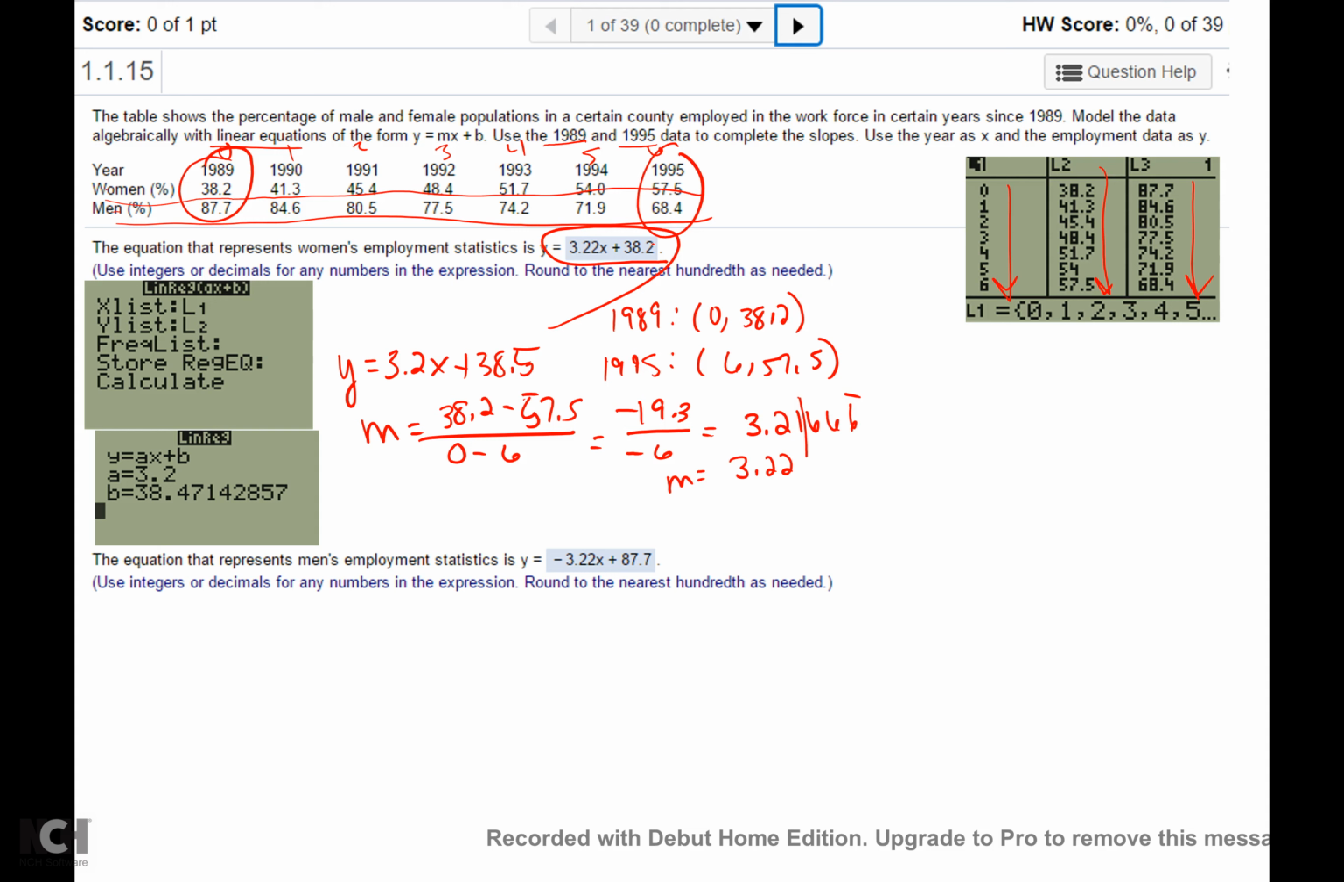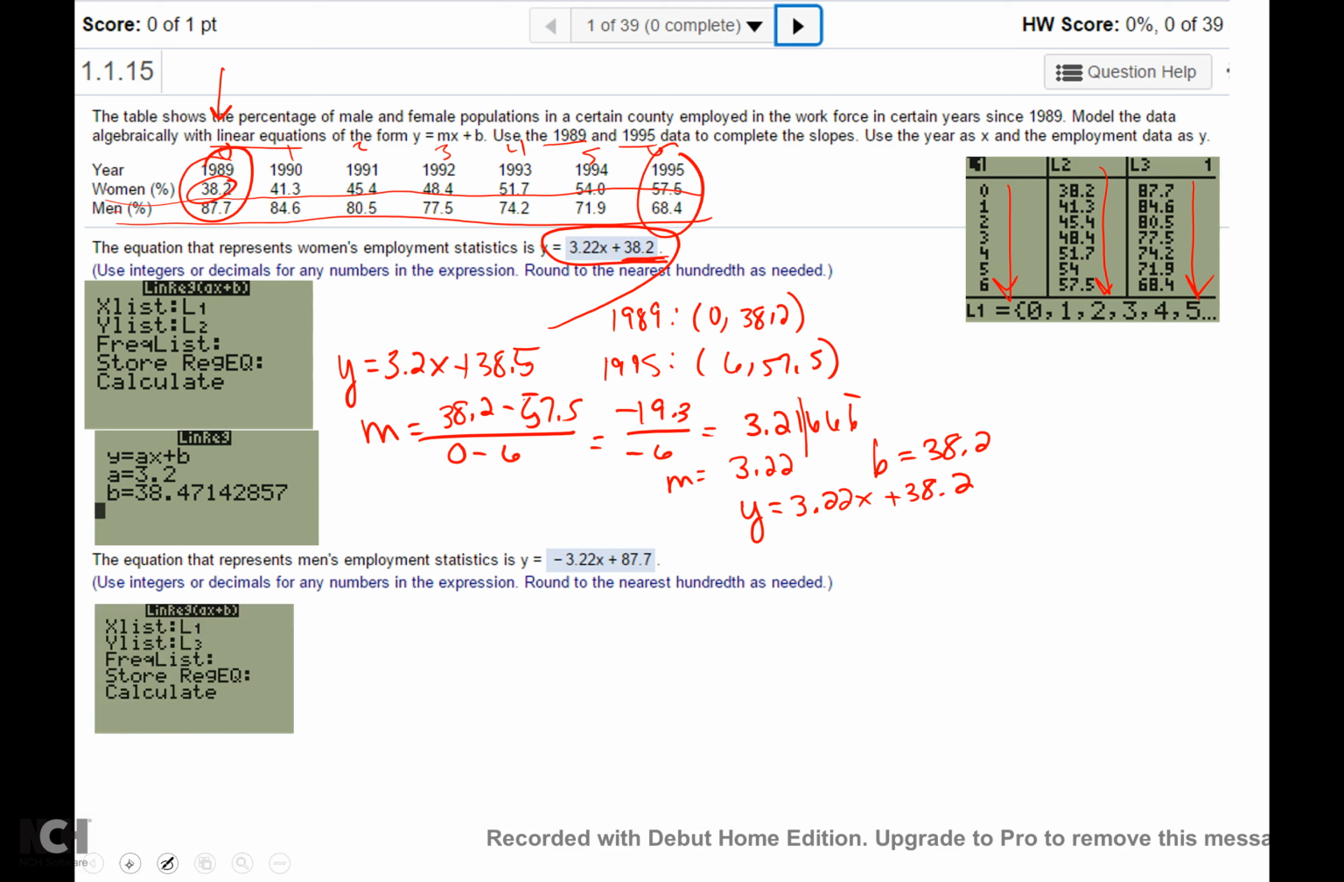Then to get this b value, this is supposed to be your y-intercept. That's at x equals 0, so my y-intercept is 38.2, which means my equation is y equals 3.22x plus 38.2. Okay, so that's how you do that by hand.